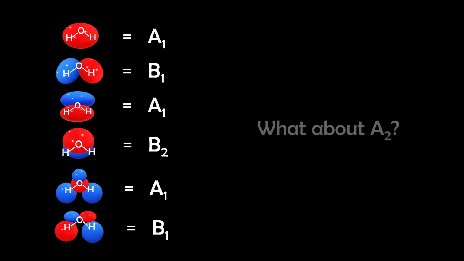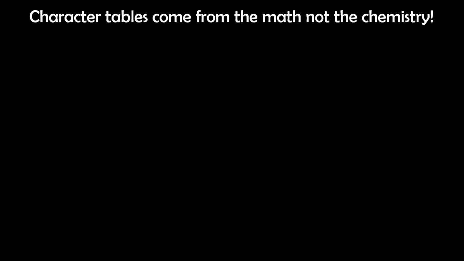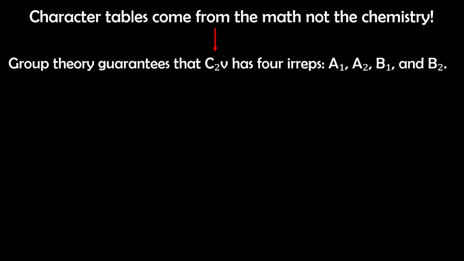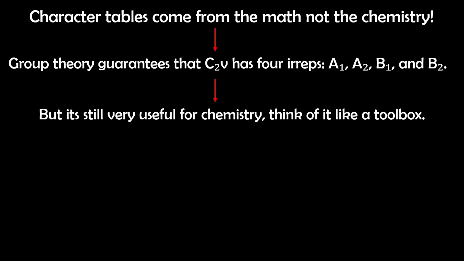But wait, what about A2? Well, none of H2O's molecular orbitals actually use it. So why is it in this table? Well, this is where the confusion comes from for a lot of chemists trying to understand where we get character tables from. It's about the math. Irreps don't come from the molecule, they come from the point group symmetry itself. So group theory guarantees that C2V has 4 irreps: A1, A2, B1, and B2. And I'll leave a brief mathematical explanation in the comments.